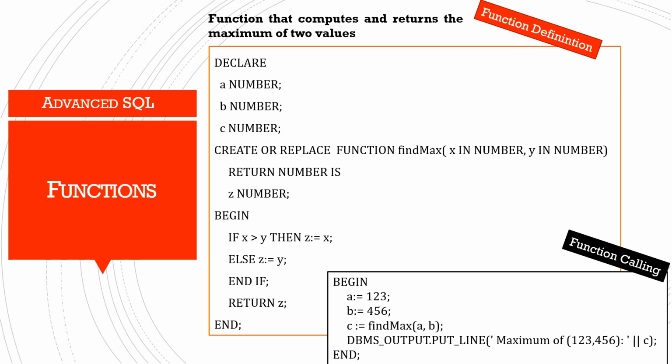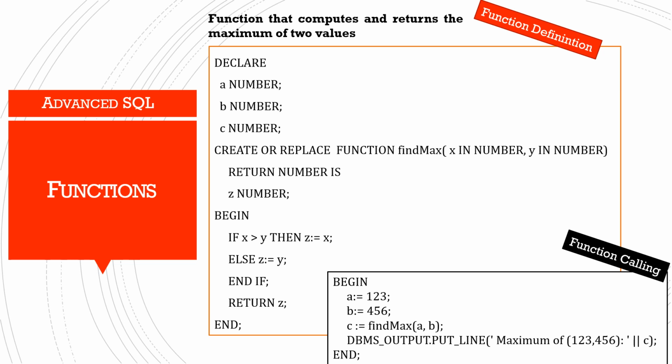We are checking whether x is greater than y or not. If x is greater than y, then z is equal to x, else z is equal to y. And we are returning the value of z and giving the end statement. So this is the function definition part.